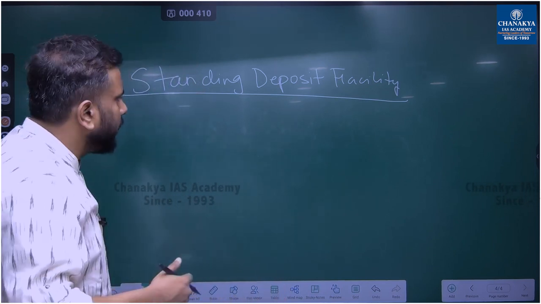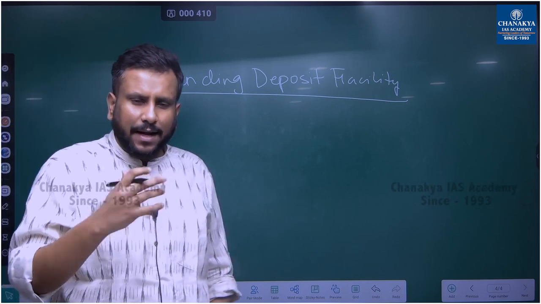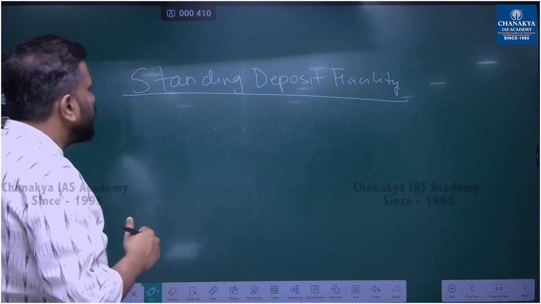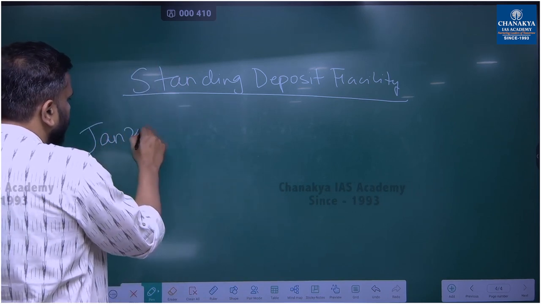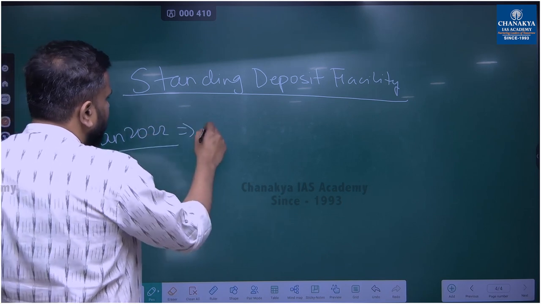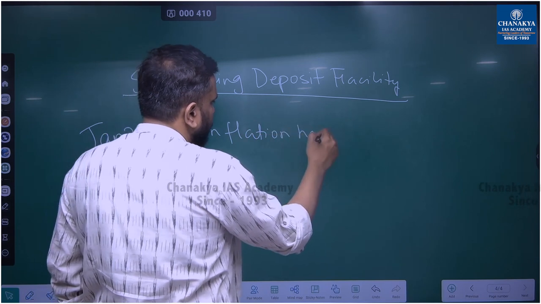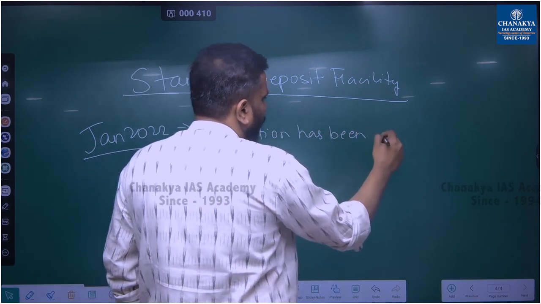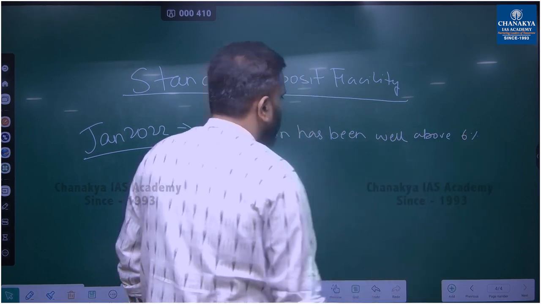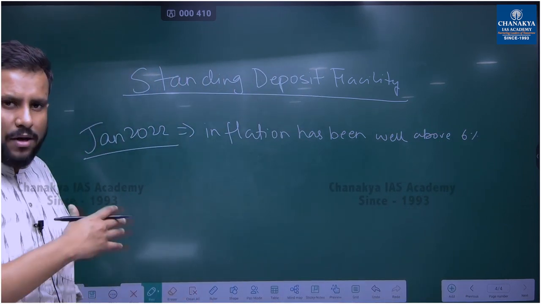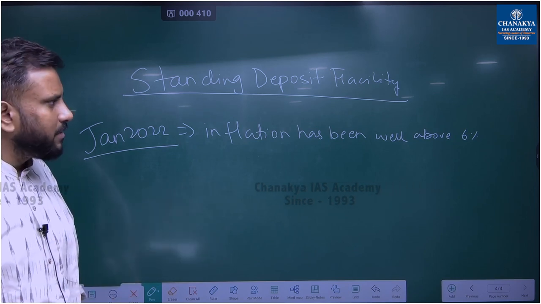So what happened now, see, okay? So what is the target of the Monetary Policy Committee? Inflation and then growth. So what happened during this period since January 2022 when the inflation has been very high? Inflation has been well above 6%, right? So since the whole year, the inflation has been above the tolerance limit.